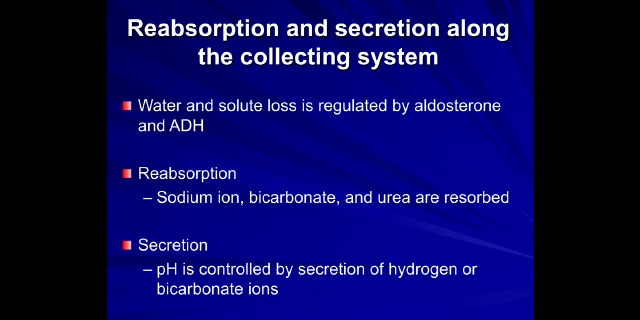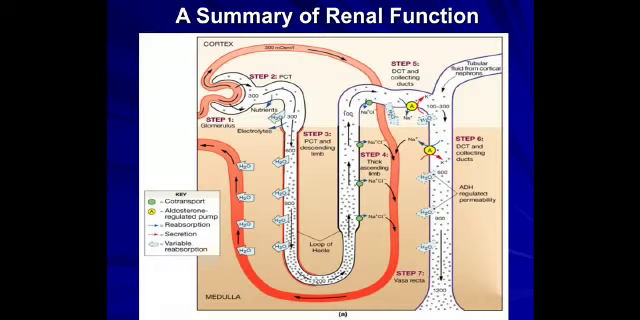Reabsorption and secretion along the collecting tubule, that is mainly when water and solute loss is regulated by aldosterone and ADH. Sodium bicarbonate is reabsorbed, and urea is reabsorbed. pH is controlled by secretion of hydrogen and bicarbonate ions. So this is how the whole mechanism of the bicarbonate system, dibasic phosphate system, and the ammonia system are involved.